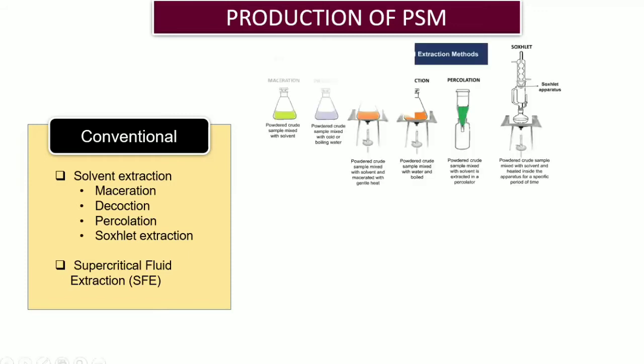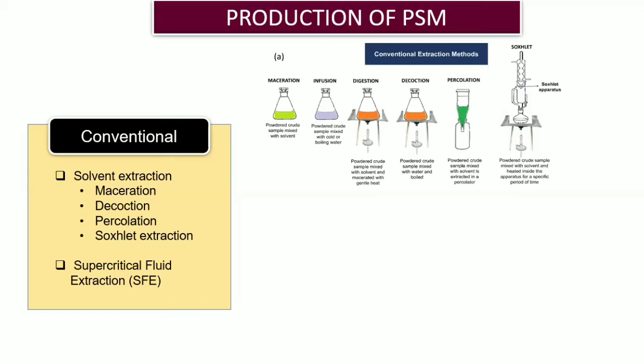Here is the diagram for the conventional extraction method, which is solvent extraction. For example, maceration is when we mix powdered crude with solvent and let it stand for 2 to 3 days, and then the compound will be formed. Here you can go through the differences between all the methods.